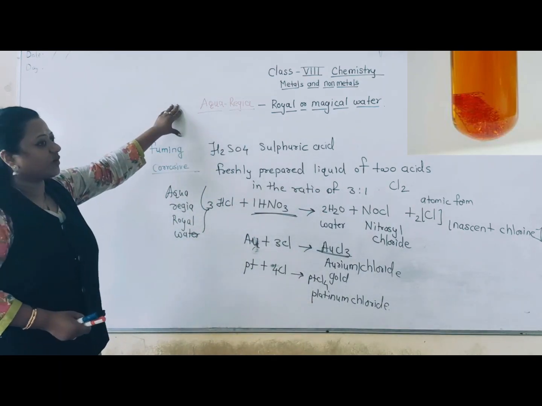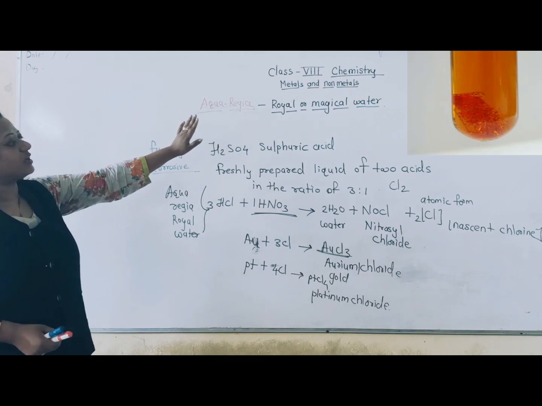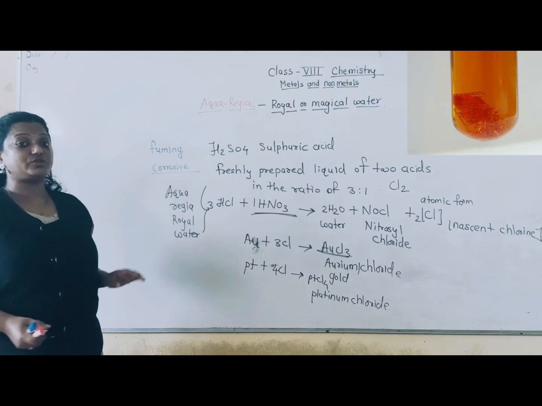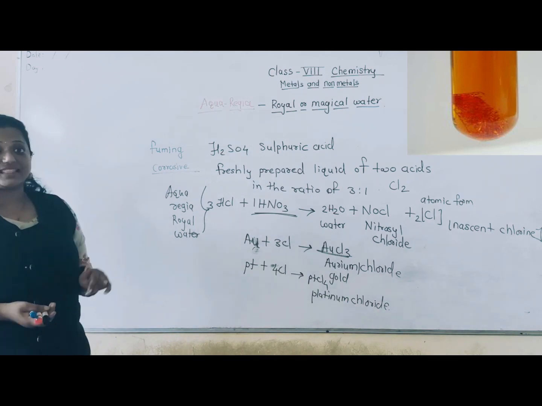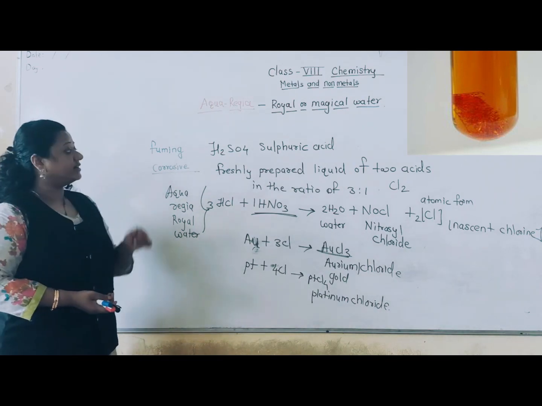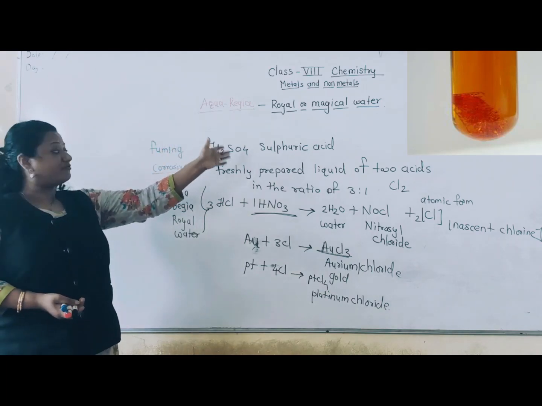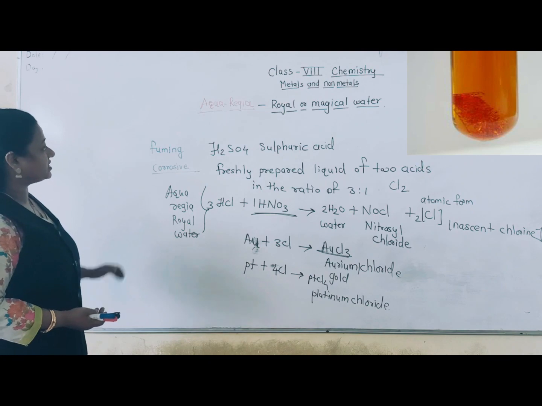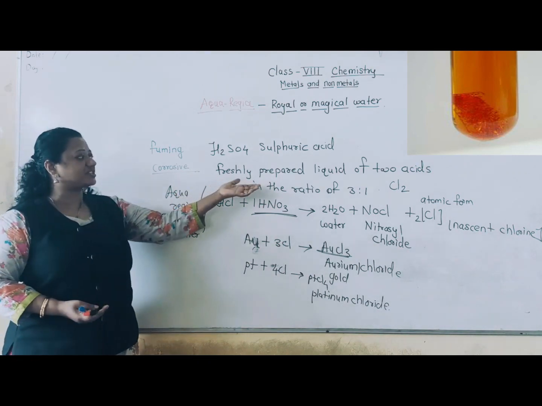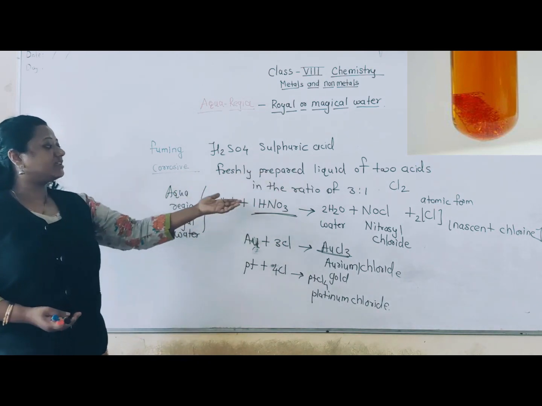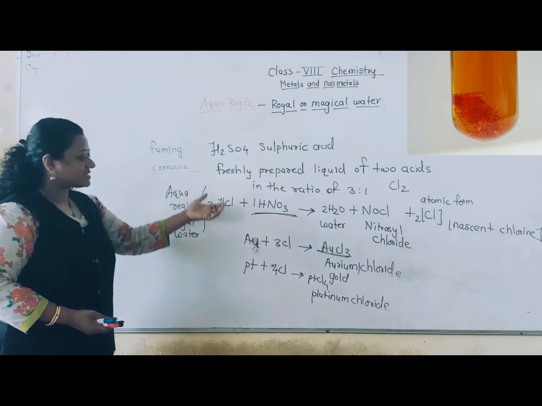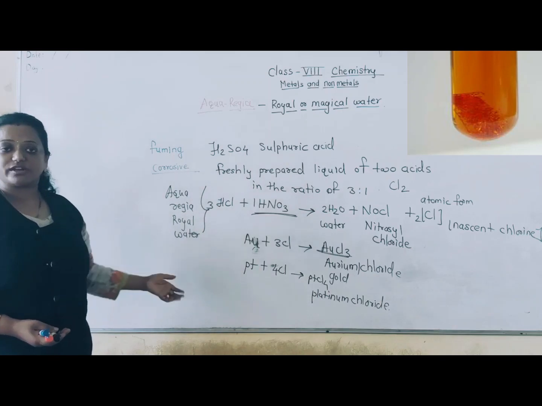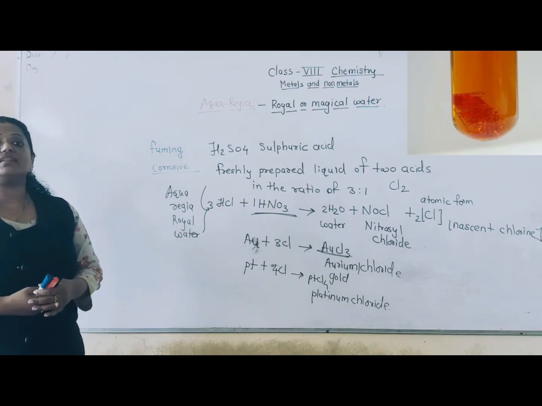What is this? This is Aqua Regia, which is called royal or magical water. This water was used by our ancient kings to preserve their wealth in the form of gold. Hydrochloric acid and sulfuric acid are also very strong acids, but they are unable to dissolve gold. Now, what is Aqua Regia? It is a freshly prepared liquid of two acids in the ratio of 3:1, and this is the reaction taking place. This is royal water in which gold and platinum can dissolve.